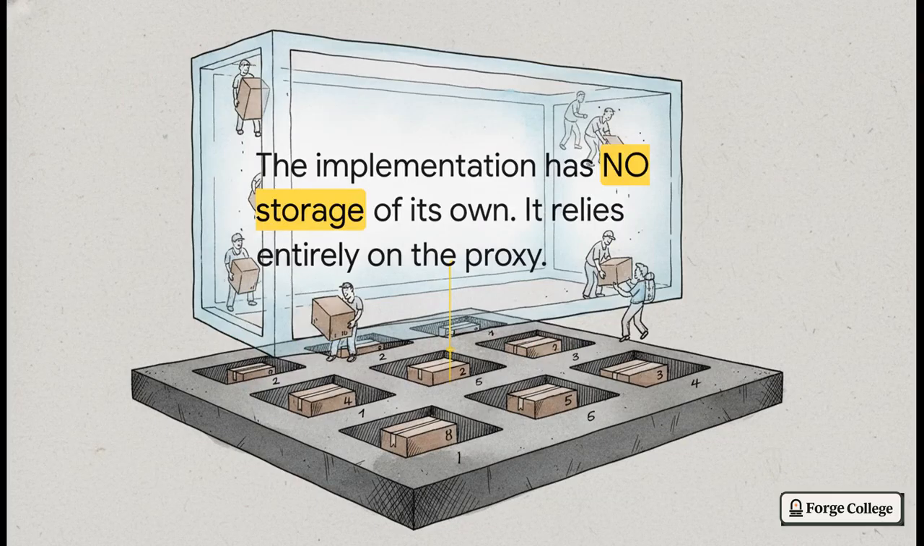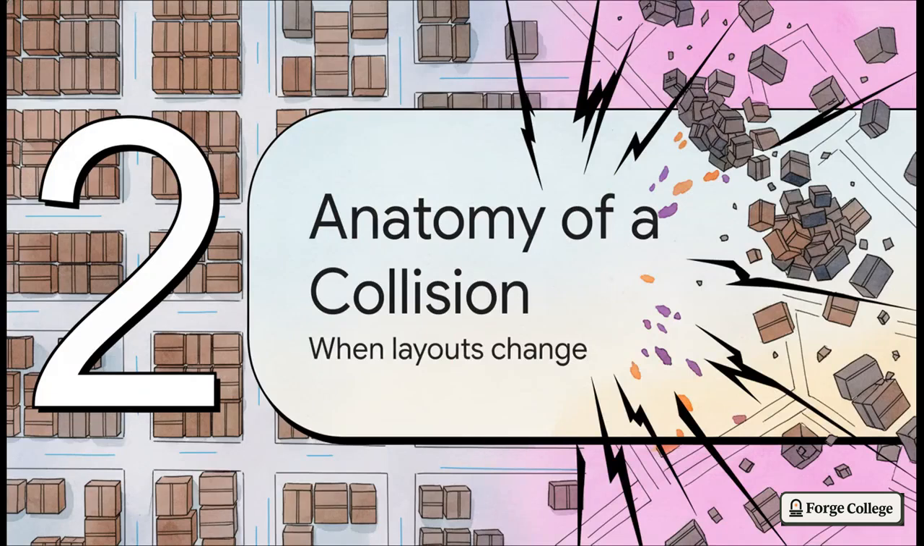So here's the absolutely crucial point. The implementation blueprint relies entirely on the proxy's physical slots. It has absolutely no storage of its own. None. Zero. Zip. If the blueprint says, hey, put the owner's address in slot 0, the workers literally run to slot 0 in the proxy's physical warehouse and drop it there. This total reliance on the proxy's physical space, that's exactly what sets up a massive danger zone when it comes time for an upgrade.